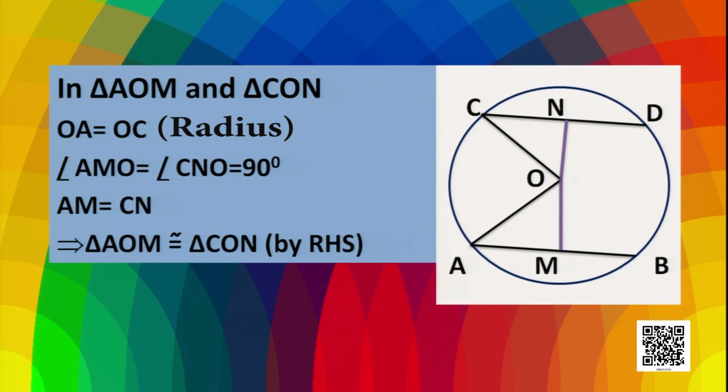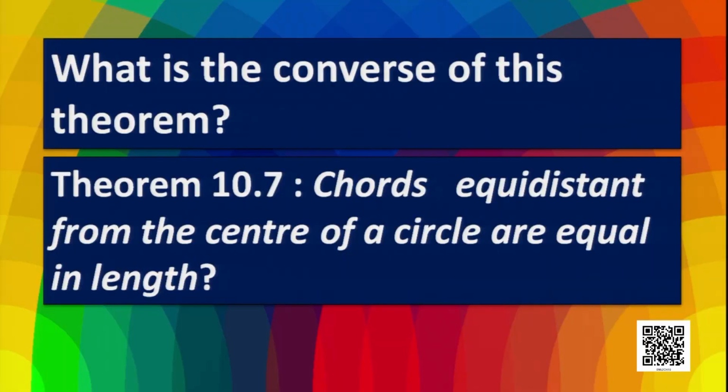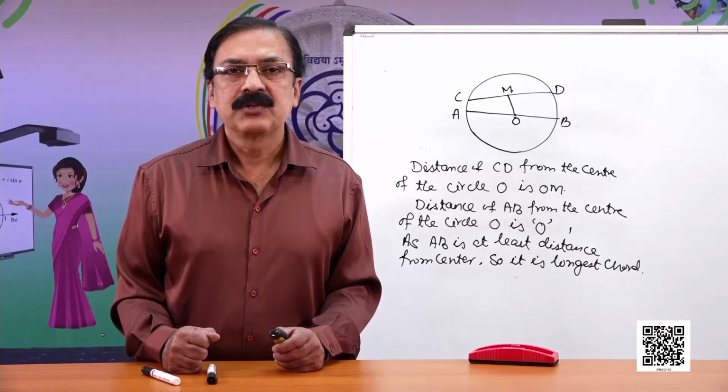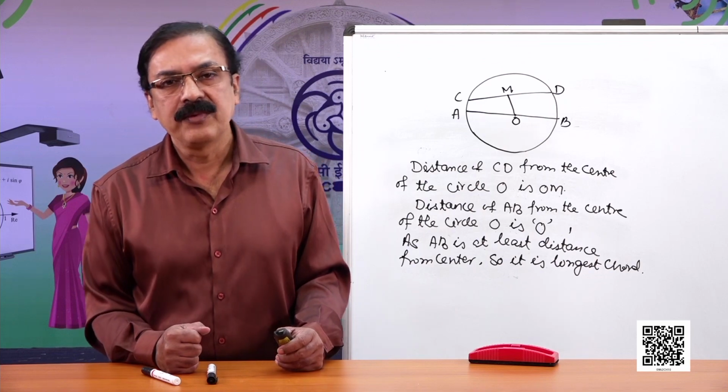If the two triangles are congruent, their corresponding parts are also equal. So, from that, we can get OM is equal to ON. This was our proof part. So, here we proved that equal chords are equidistant from the center. Then, what is the converse of this theorem? The converse of this theorem states, chords equidistant from the center of a circle are equal in length. Okay? So, the figure is just the same as that we discussed previously.